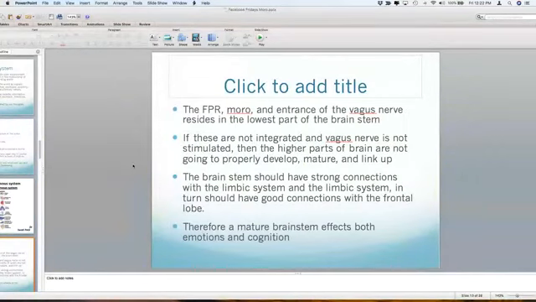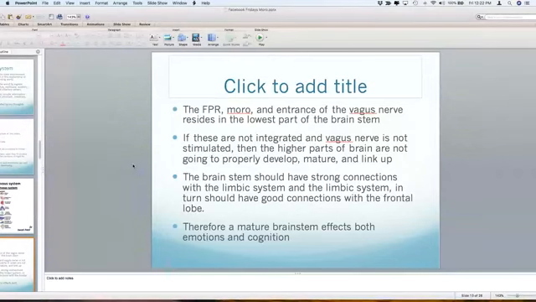Okay, so the fear paralysis, the Moro, and the entrance of the vagus nerve reside in the lowest part of the brain stem, which is called the medulla. If these are not integrated and the vagus nerve is not stimulated, then the higher parts of the brain are not going to properly develop, to mature, and to link up.